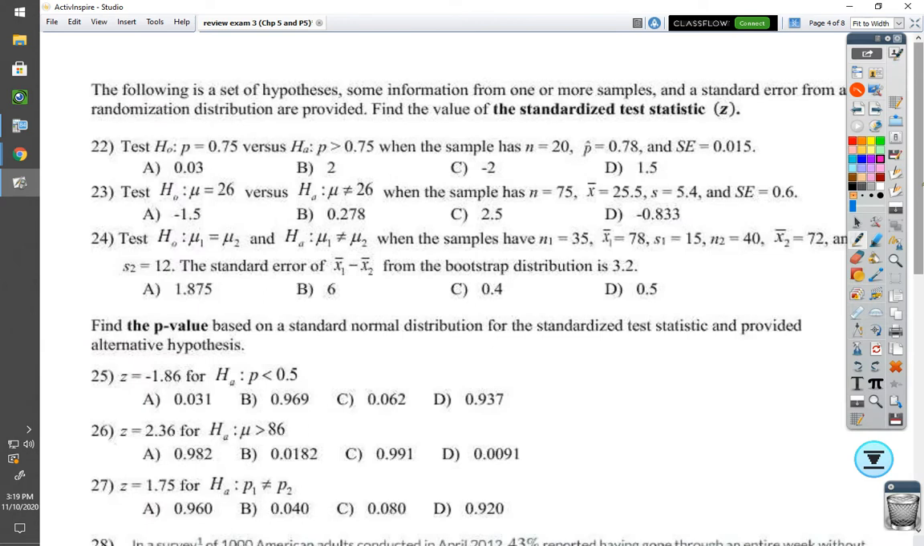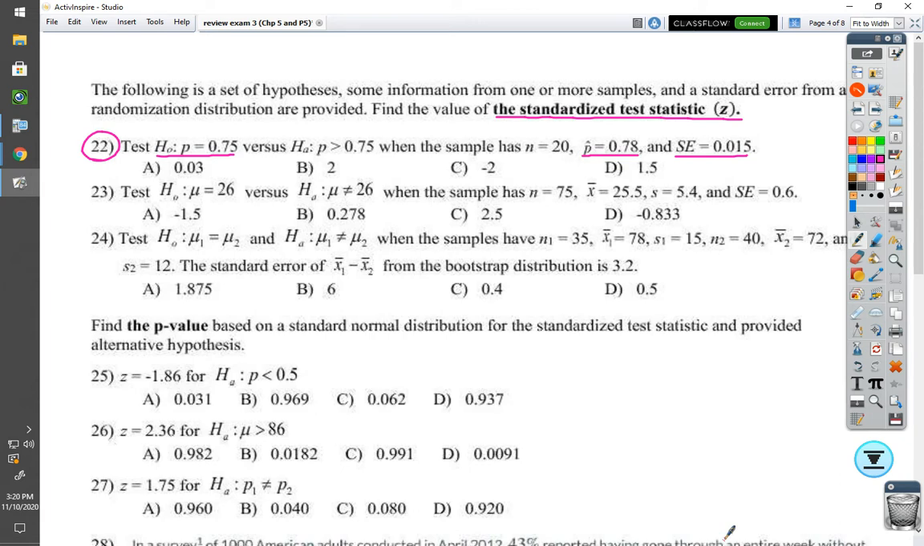Moving on to the next page, I think we'll do number 22. The following is a set of hypotheses. Some information from one or more samples and a standard error are provided. Find the value of the standardized test statistic z. Very good. So in number 22, first of all, we have a null hypothesis of 0.75. We have a statistic of 0.78, and we have a standard error of 0.015.